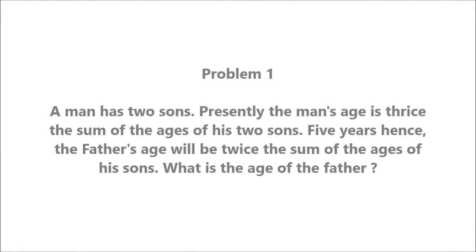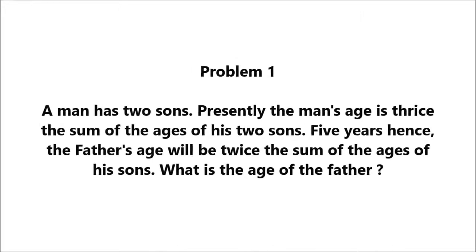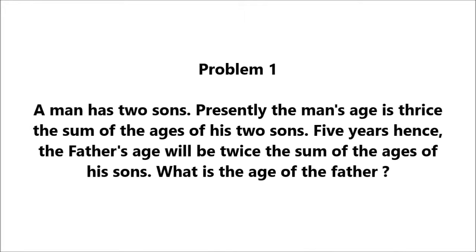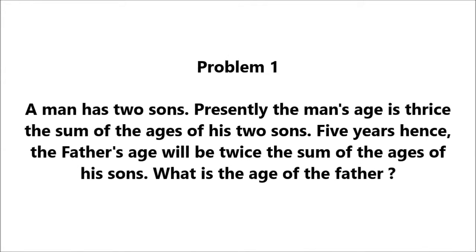Here's your first problem. Problem 1. A man has two sons. Presently, the man's age is thrice the sum of the ages of his two sons. 5 years hence, the father's age will be twice the sum of the ages of his sons. What is the age of the father?